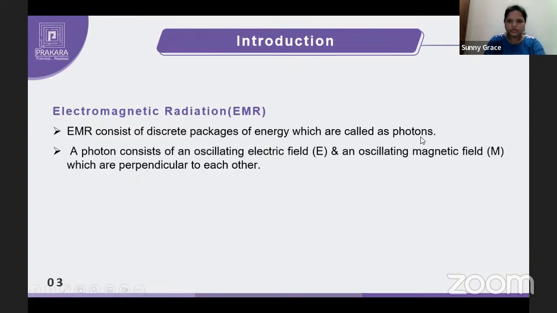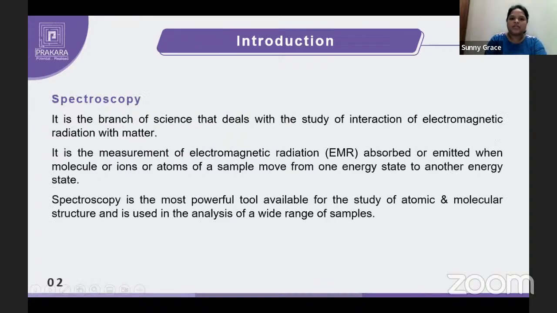So coming to the introduction part, what is electromagnetic radiation? Electromagnetic radiation actually starts from the high energy waves, that is gamma rays. Then it continues with the X-rays, UV rays, visible, IR, then microwaves and radio frequency waves. So all these kinds of radiations come under EMR.